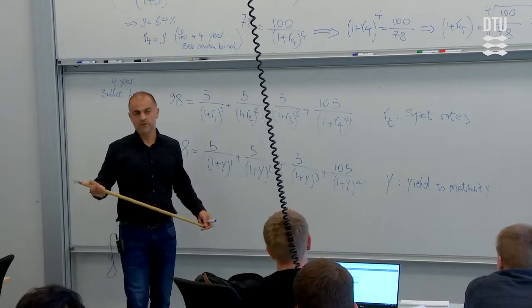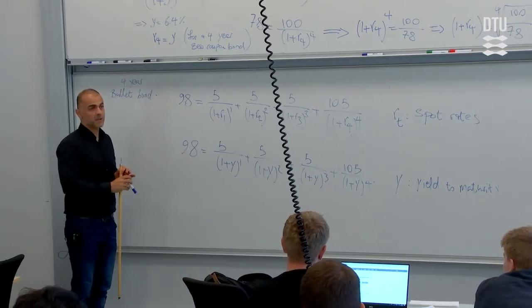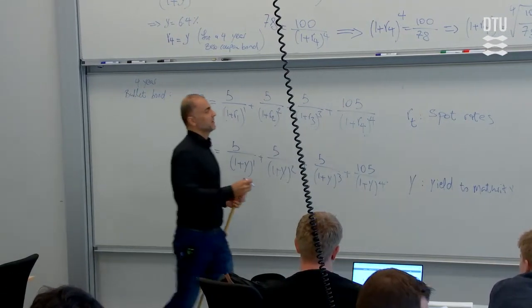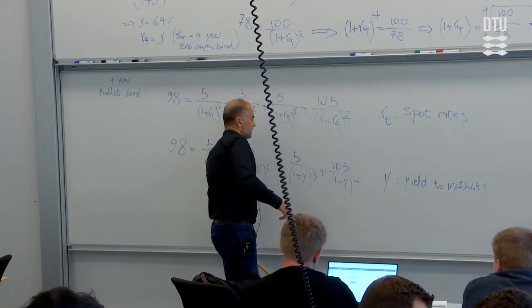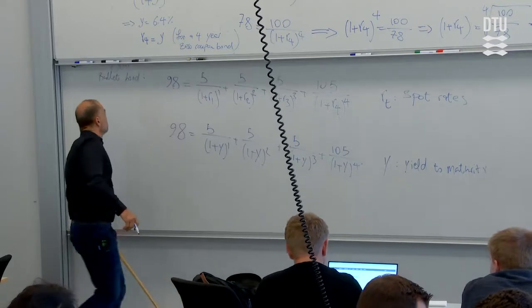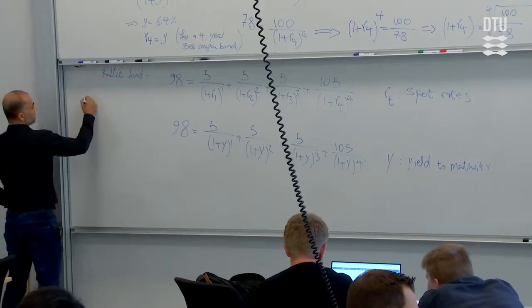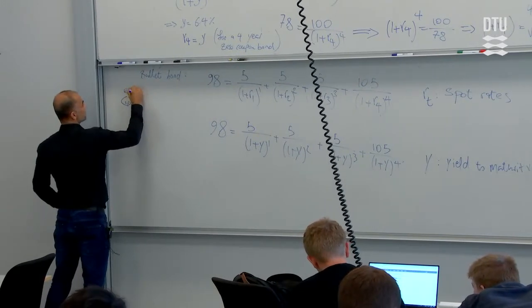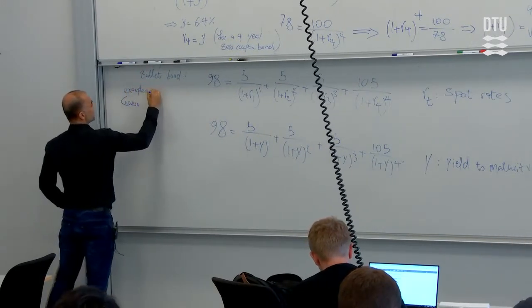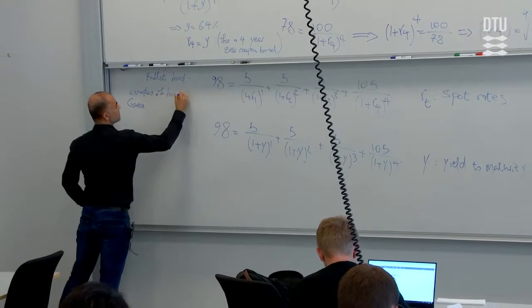Right. Very good. So government bonds is an example of one bond market. So I'll just write it over here. So we have government bonds. So examples of bond markets.